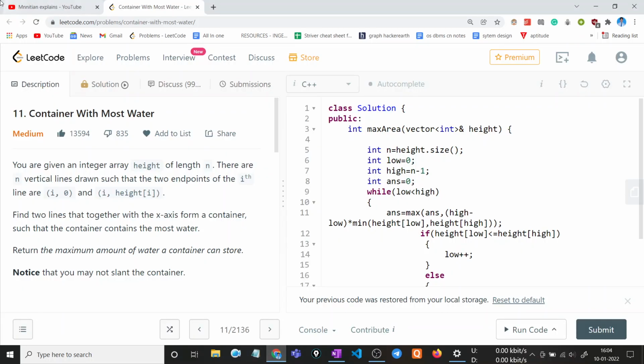So hi everyone. Today we will solve another problem which is related to the array problem.